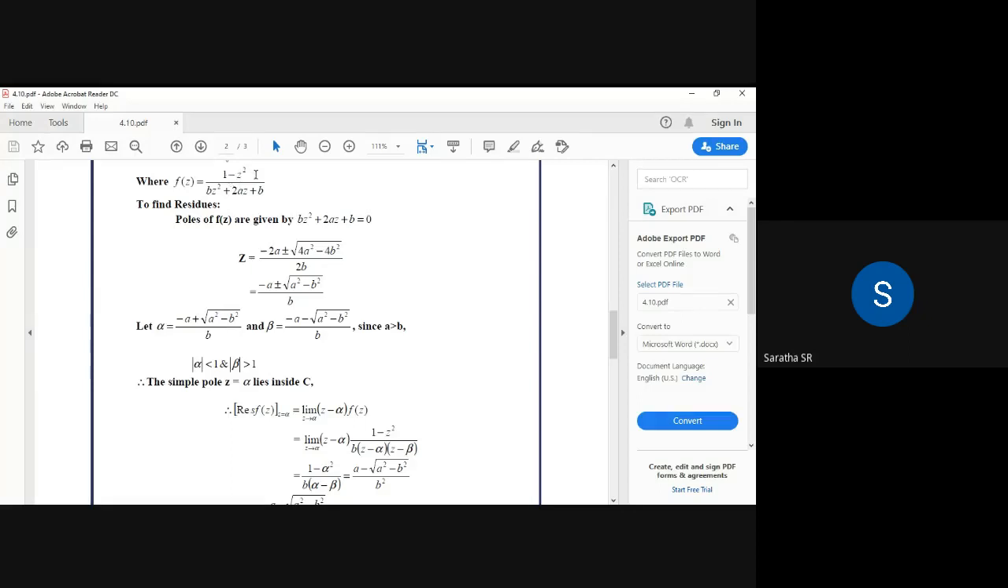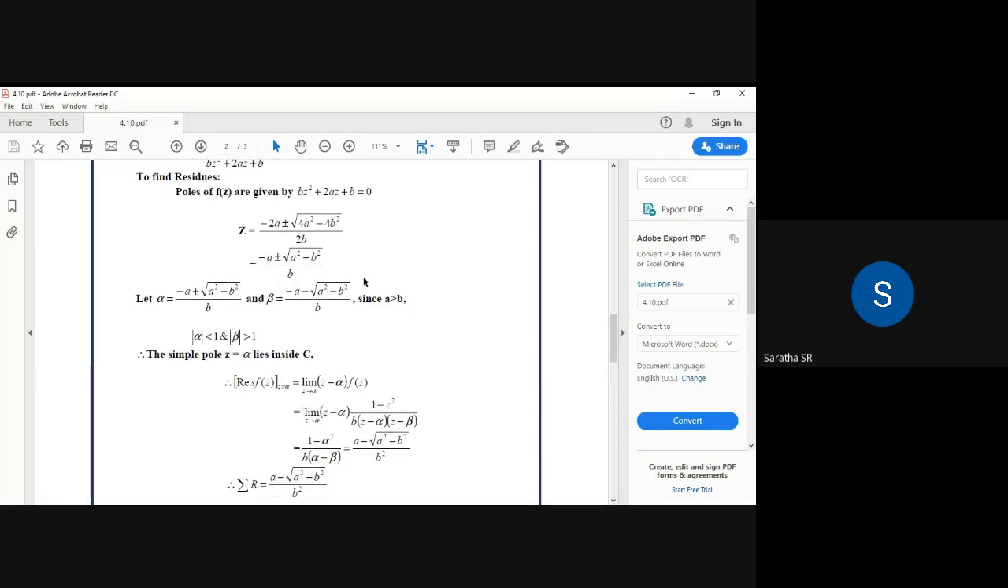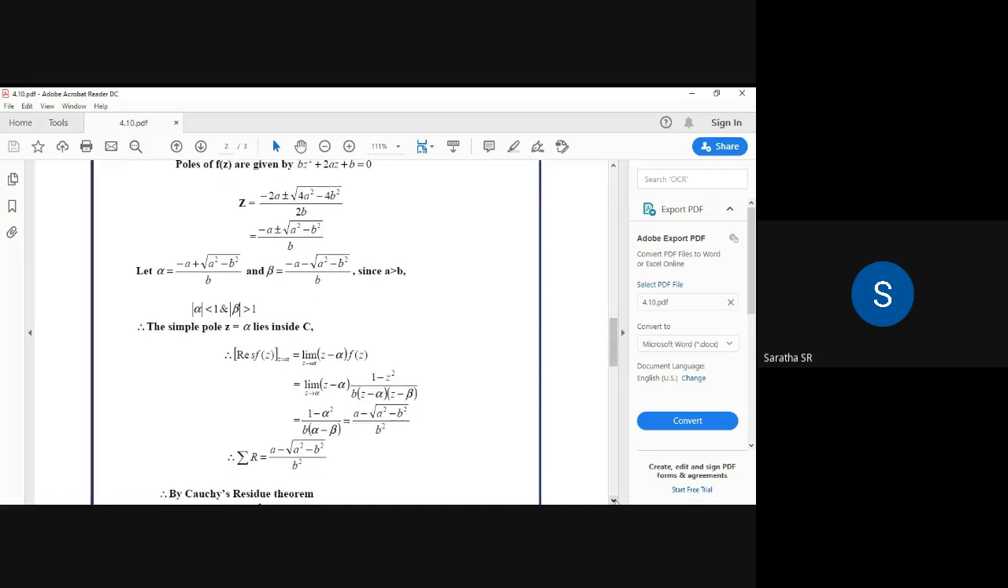This f of z can be written as 1 minus z square by b into z minus alpha into z minus beta. We took that value itself. Alpha is this value, beta is this value. Don't confuse, this is not a new value. We obtained it from this denominator only. There is no change. Then we cancel z minus alpha with z minus alpha. So we have 1 minus z square by b into alpha minus beta, replacing z with alpha here.